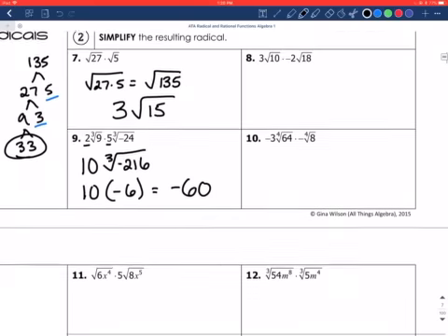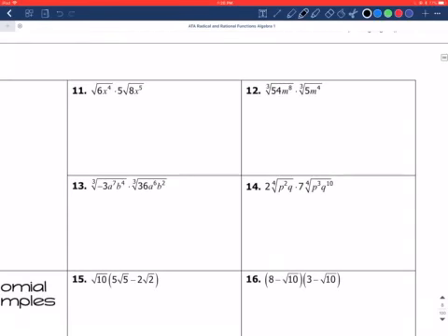So our final answer here, with no radical at the end, is negative 60. Not too bad. So we're going to keep moving on, and let's see which ones I picked. I'll do 12 and 13.